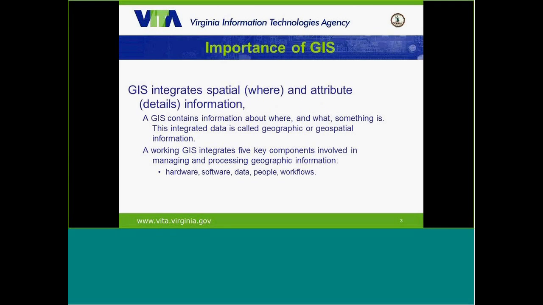Obviously, all my GIS folks out there know how important GIS is and how to utilize it, but for a handful of people that don't work in this field very often, I'll give a little bit of a background. So GIS integrates spatial, which is where, and attributes, which is your details about your information. The GIS contains information about where and what something is. Usually it's referred to as geographic or geospatial information.